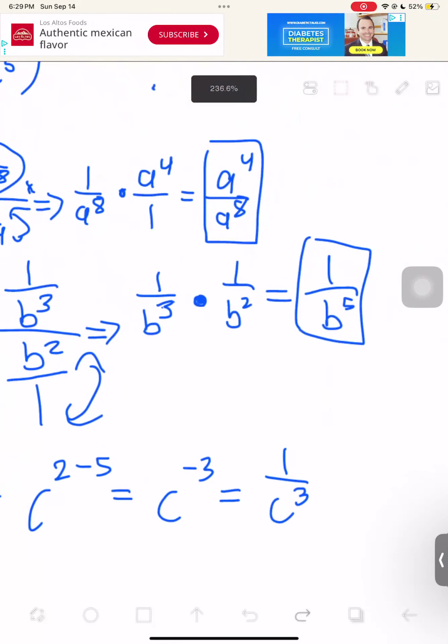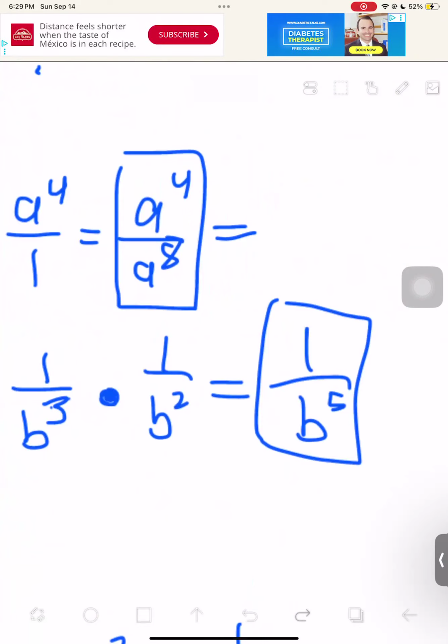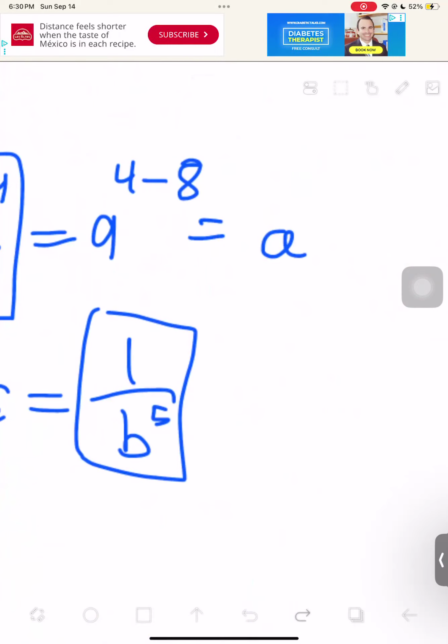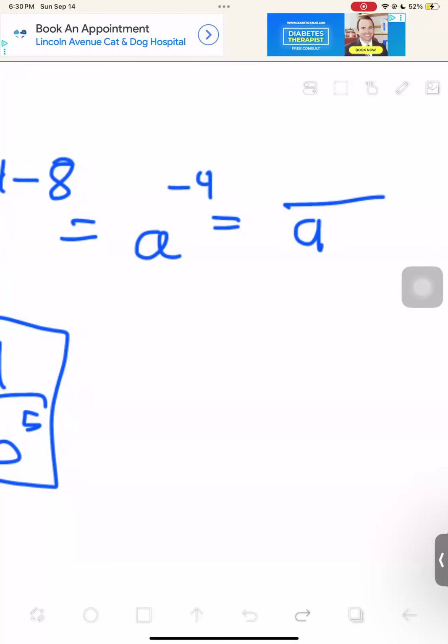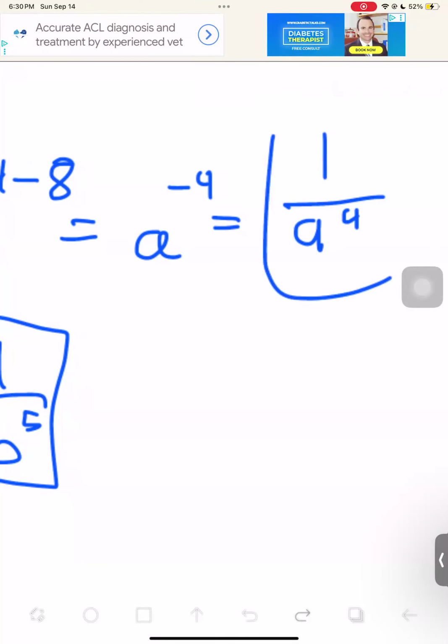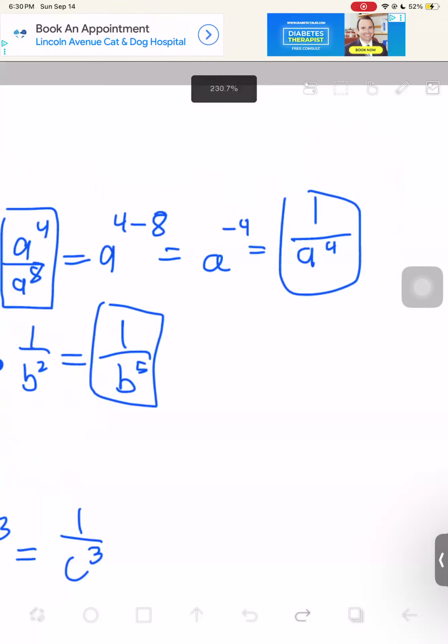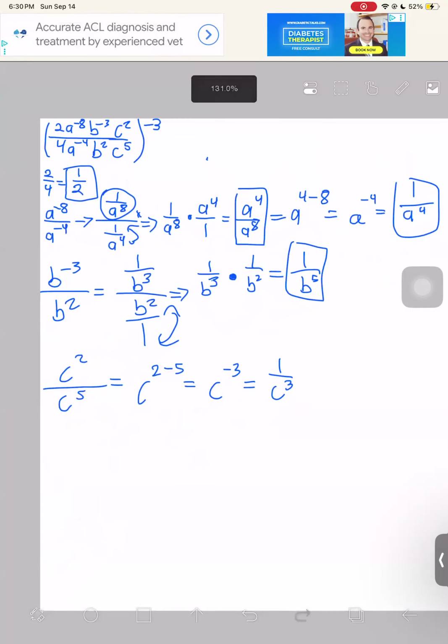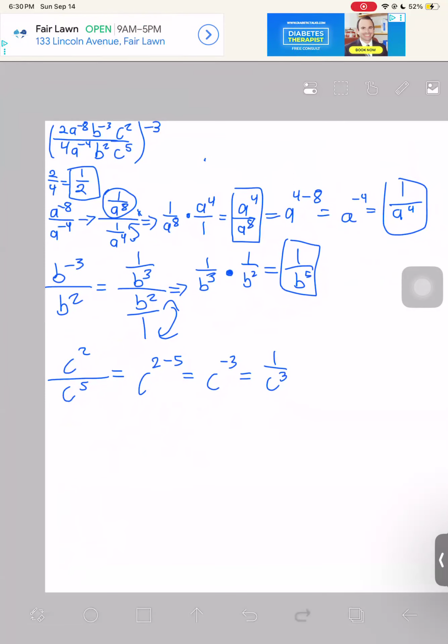We could do this as well for a. So let's work with a as well. We can simplify that. What is a to the power of 4 divided by a to the power of 8? Well, we subtract the exponents, so it's 4 minus 8. And what that gives us is a to the power of -4, which is the same thing as 1 over a to the power of 4. Boom. So we have all our sections: we have 1/2, we have 1 over a to the power of 4, we have 1 over b to the power of 5, and 1 over c to the power of 3.